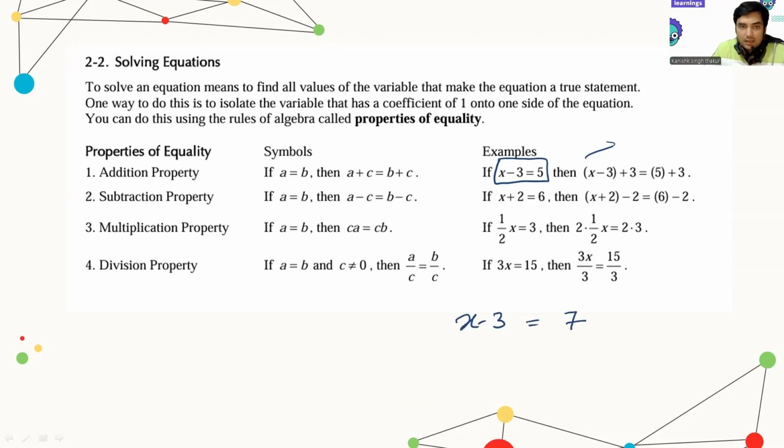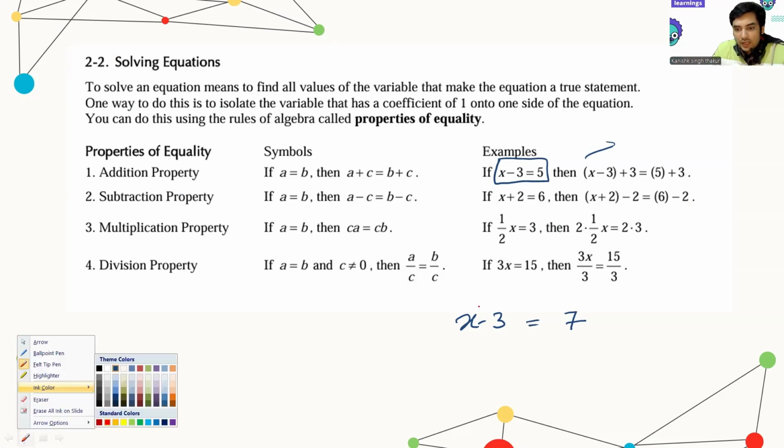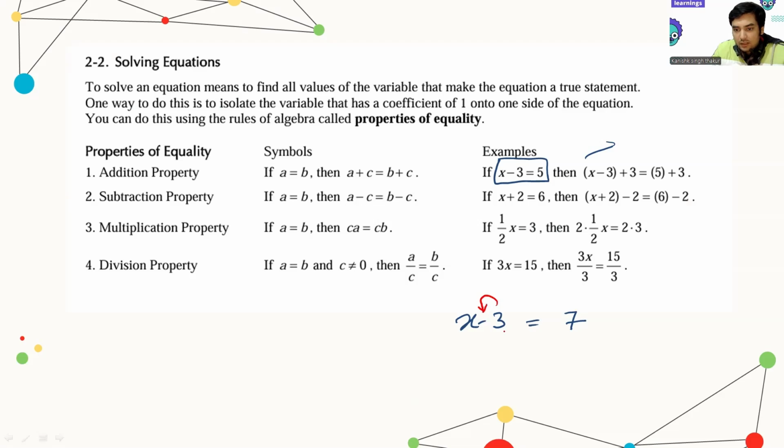So this 3, remember I'll be transposing it with the sign which it has on the left hand side, right? Always transpose it, not 3 but negative 3. The number that has a sign on the left hand side, transpose it. So if it is transposed here, negative 3 will become positive 3. So 7 added to 3 and x will be all alone. So 7 plus 3 will give you 10. Right? So this is how you do it.